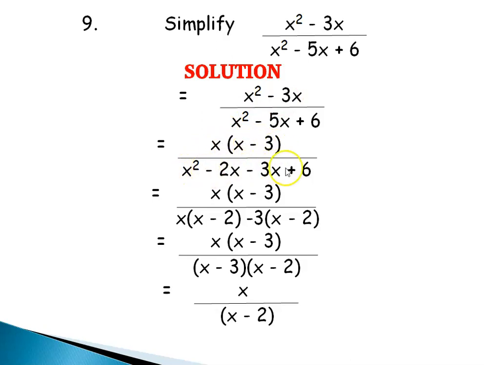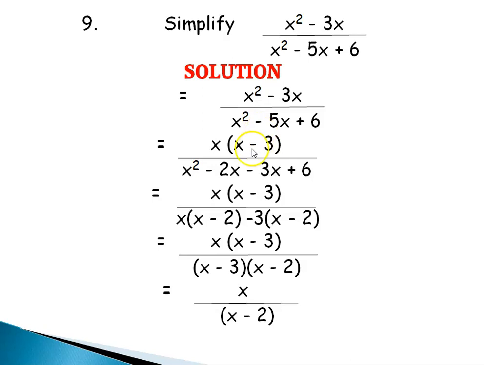Alright, the next thing is for me to factorize this. Remember how we factorize our quadratic equation? I think of two numbers that when I multiply them together will give me 6, and when I add them together will give me minus 5. And those two numbers are minus 2 and minus 3, because minus 2 times minus 3 will give me plus 6. Minus 2 plus minus 3 will give me minus 5. Is that taken?